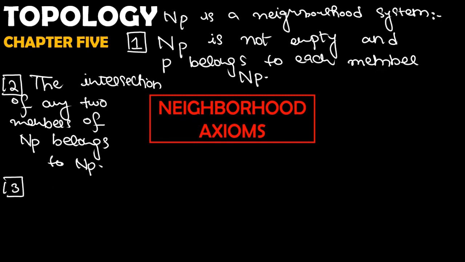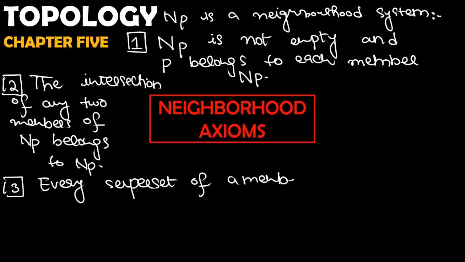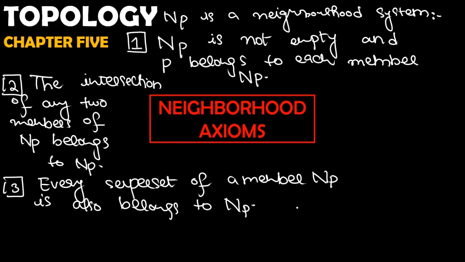Number 3 is that every superset of a member of NP also belongs to NP. It means every superset of a member of NP contains the point P, and because the point P is in it, every superset of a member of NP belongs to NP.